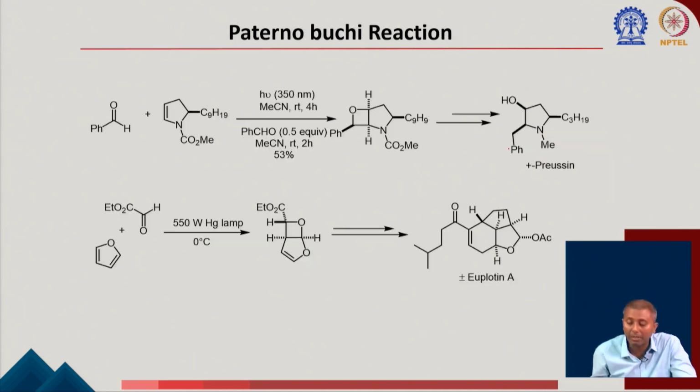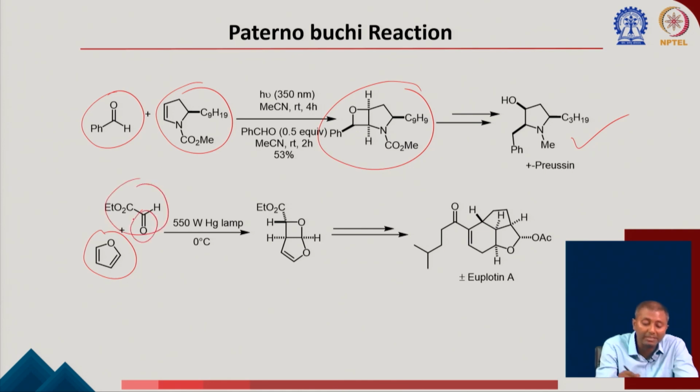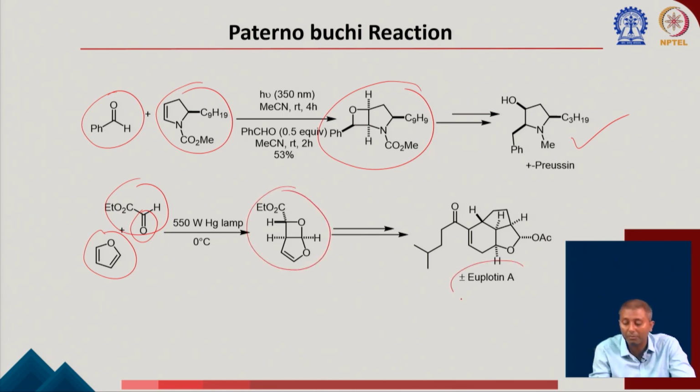So there are some more examples for the synthesis of important compounds. Again you can see the pattern, with the reaction of benzaldehyde and this compound you can get a very highly stereoselective product. There is another example here with furan. This can also participate in the Paternò-Büchi reaction, and you can see it can form the product with high stereoselectivity, which can be converted to the natural product.